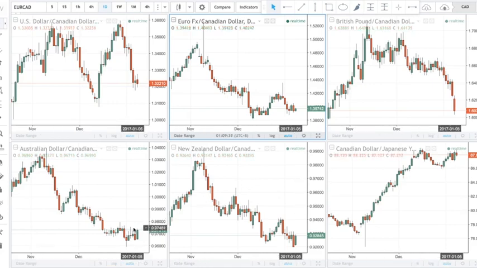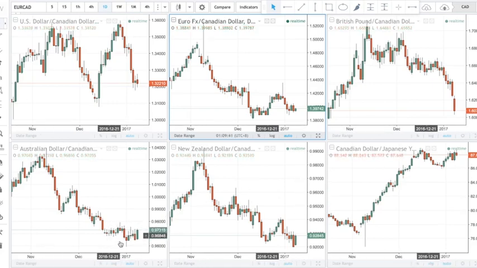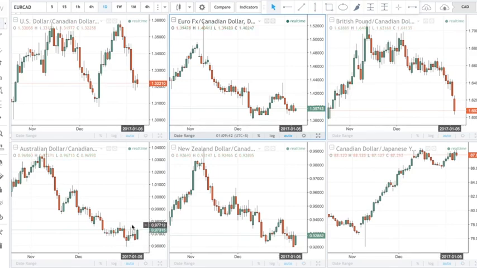Okay, so we've had 5, which means one of the pairs didn't agree or it was neutral. For example, maybe Aussie CAD. It was probably going sideways at that moment when we were doing the numbers, and when we released the strength numbers, it was very neutral. So we didn't really have much to say about that.